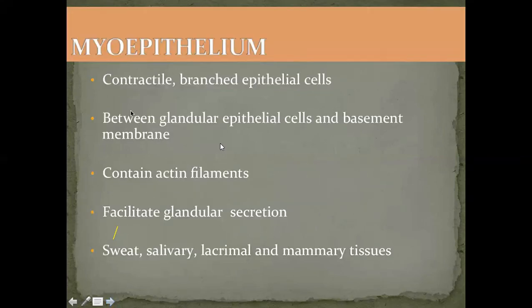Okay. Myoepithelium, syempre myo, no? So they are for contraction, branch epithelial cells, and they are seen between the glandular epithelial cells and basement membrane. So the purpose is to help the gland, no? Pag may contraction, nailalabas yung secretion. So that's the purpose of your myoepithelium. They contain actin filaments. They facilitate glandular secretion. So they are seen in the sweat glands, salivary, lacrimal, and mammary tissues.